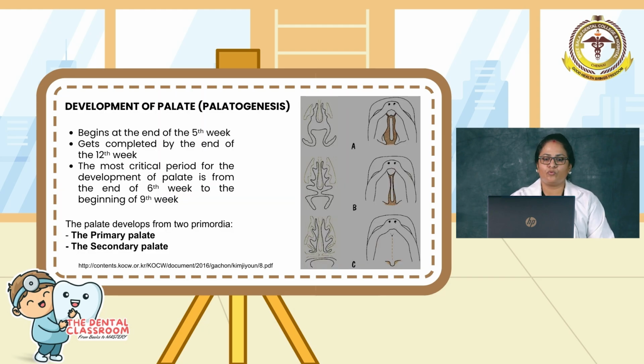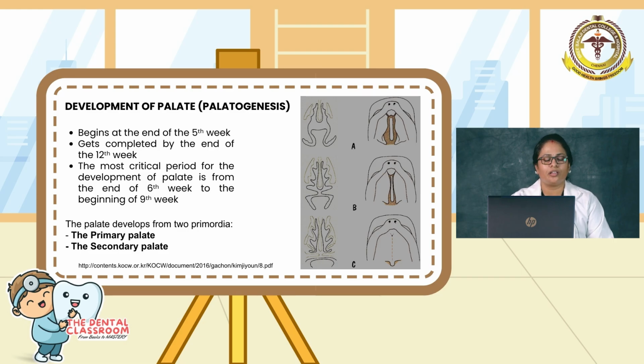So now let's move on to the important topic, which is the development of the palate, or palatogenesis, which is your roof of the mouth. This process begins towards the end of the 5th week and is completed by the 12th week. The most critical time is between the 6th week and the 9th week, when most of the fusion takes place. The palate is basically of two parts, the primary palate and the secondary palate.